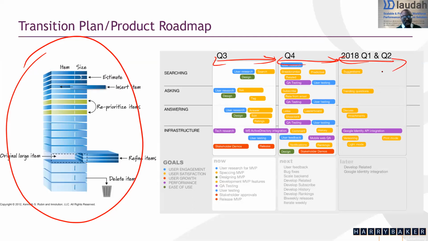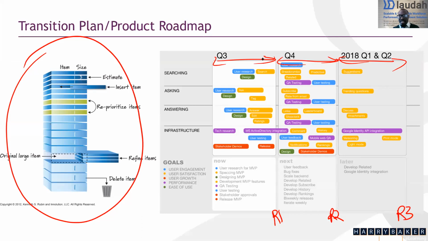So we need a product roadmap. We need a transition plan that for release 1, you're only going to have those. Release 2, you're going to have those. Release 3, you're going to have those. And then we keep going. And this is part of what we call Agile. All right. So we need the transition plan and the roadmap before we start to code anything. All right.